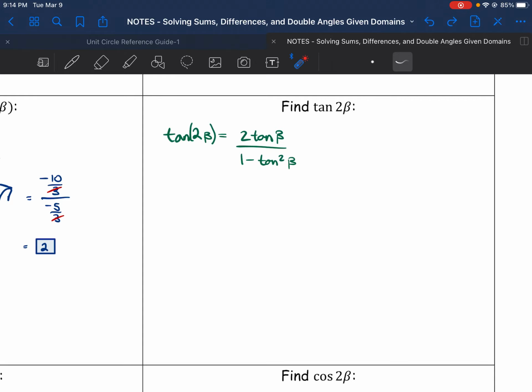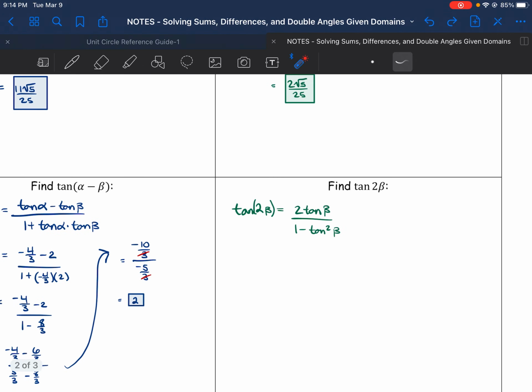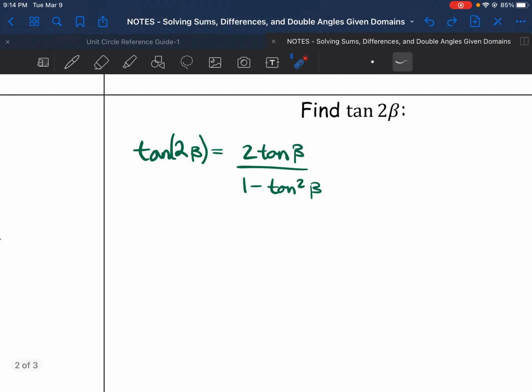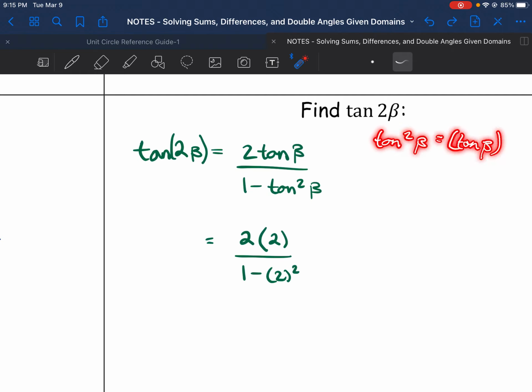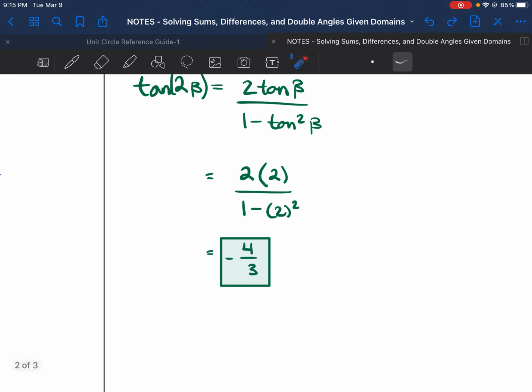And we know that tangent of beta is 2, something we showed on the first page. So we're going to plug in 2 for these tangent of betas. That's going to give us 2 times 2 in the numerator and 1 minus 2 squared in the denominator. Remember that tangent squared beta really just means tangent of beta squared. Okay, so tangent squared beta, that's 2 squared. Well, 2 times 2 on top is 4. 1 minus 4 on the bottom, that's going to give us a negative 3. So we get negative 4/3 when it's simplified.